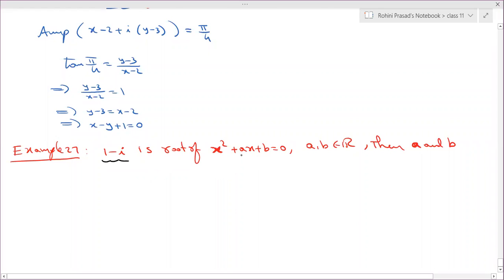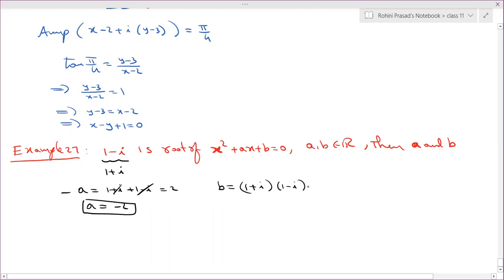They told us 1 minus i is the root of this equation and a, b are real numbers. According to the property that we have, 1 plus i also should be a root of this equation. So the sum of the roots, minus a, equal to 1 plus i plus 1 minus i, which is equal to 2. So a equal to minus 2. And the product of the roots, b, equal to 1 plus i into 1 minus i, which is equal to 1 square plus 1 square, which is equal to 2. So b equal to 2 directly. So a equal to minus 2 and b equal to 2. That's the answer.